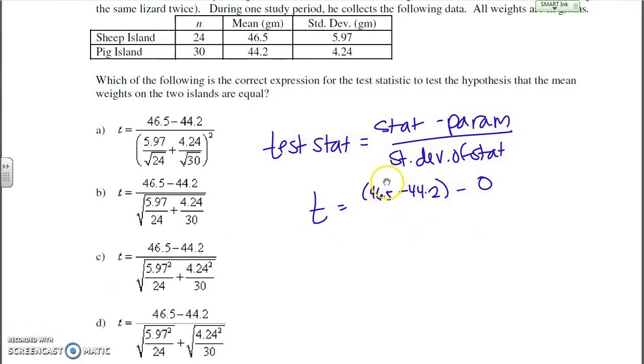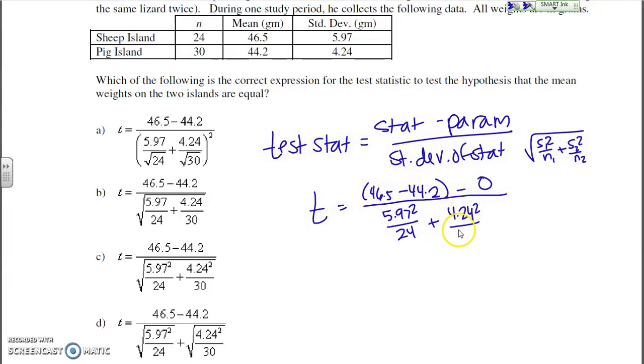So we have the statistic, which is the subtraction of the two means, minus the parameter of 0. As you can see, they don't even show the minus 0, so that's okay. But divided by the standard deviation of the statistic. Well, remember, you guys, that formula for us is the square root of S1 squared over N1 plus S2 squared over N2. So we need the variance, so we're going to take the standard deviation, 5.97 squared, over that sample size of 24, plus the other standard deviation squared over that sample size. So then we take the square root over the whole thing.